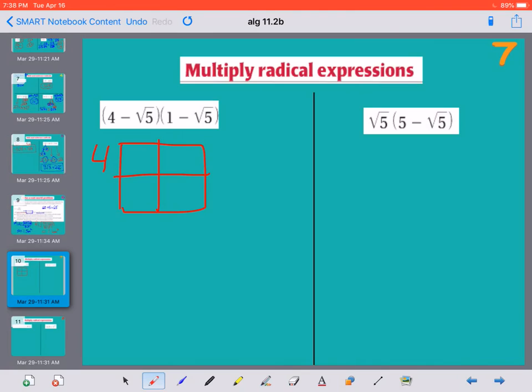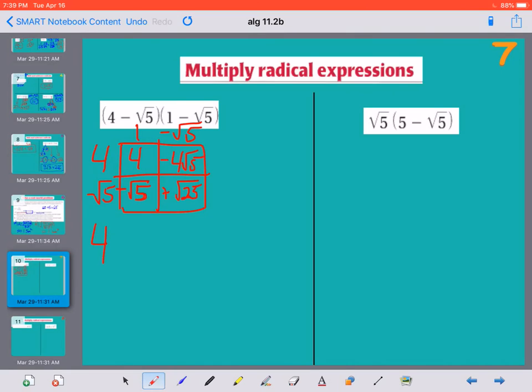On the first side, I'm going to have 4 minus the square root of 5. On the top, I'll have 1 minus the square root of 5. Well, I know 4 times 1 is 4. 4 times the negative square root of 5 is going to be negative 4 times the square root of 5. 1 times negative square root of 5 is going to be a negative square root of 5. And then the square root of 5 times the square root of 5 is going to be a positive square root of 25.